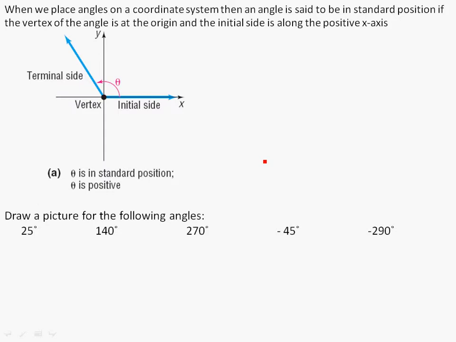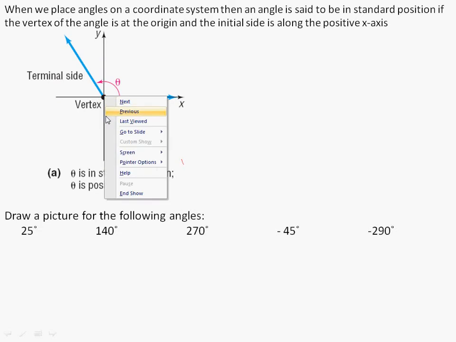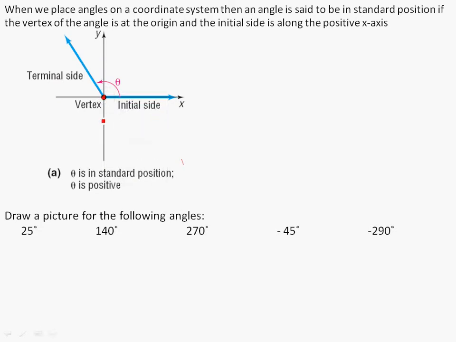Alright. If you place an angle on a coordinate system like I just did a moment ago, then we say that the angle is in standard position if the vertex of the angle is at the origin. So that just means that we center it here. And the initial side is along the positive x-axis. This is the starting position. Are you okay with that?